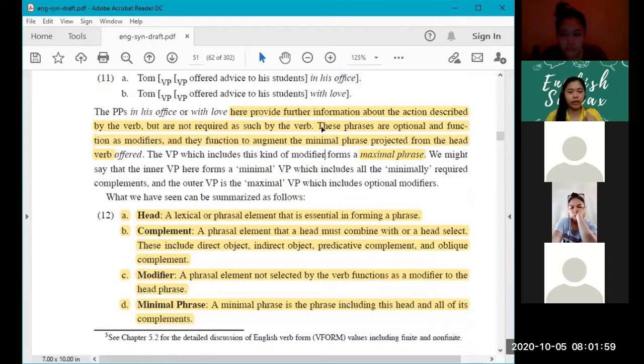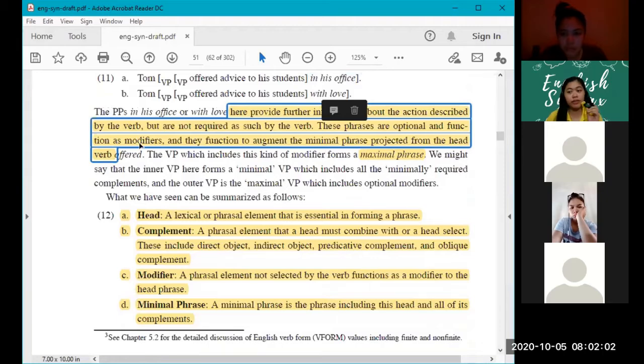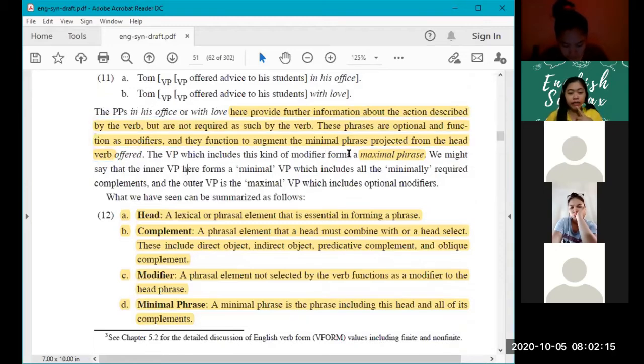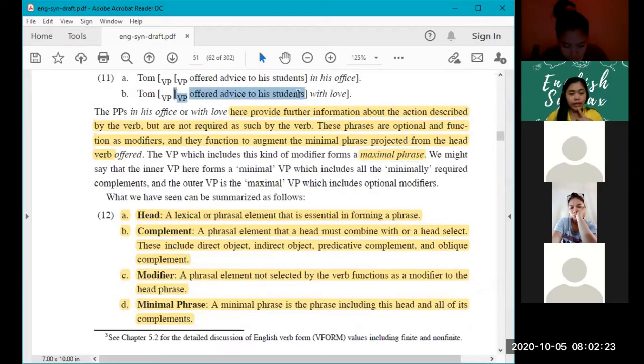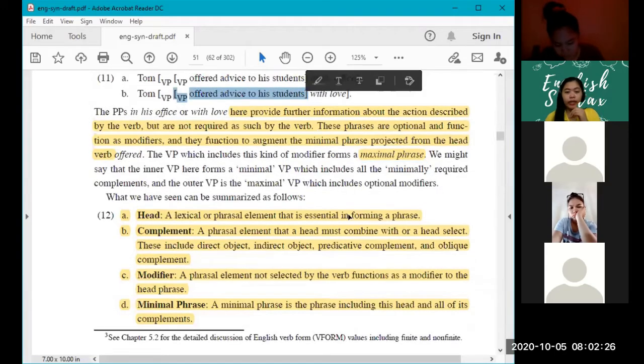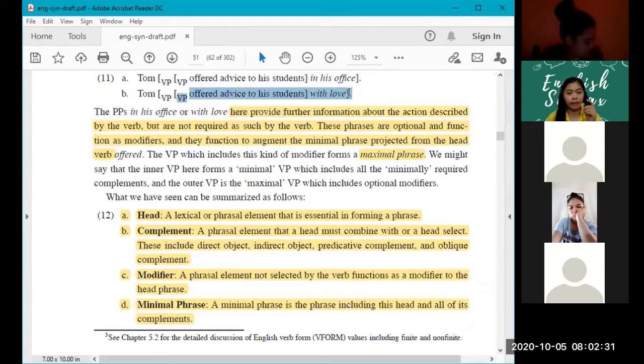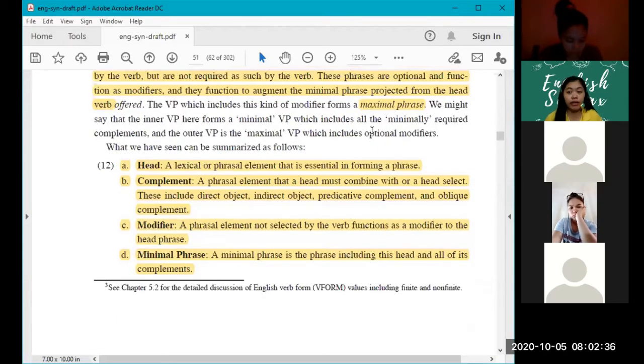Okay, so these phrases are optional and function as modifiers, and they function to augment the minimal phrase projected from the head verb, in this example offered. So the VP includes this kind of modifier to form a maximal phrase. We might say that the inner VP, this one, is a minimal phrase. With the addition of a modifier, it now becomes a maximal phrase. This one right here, the whole VP with the modifier phrase.